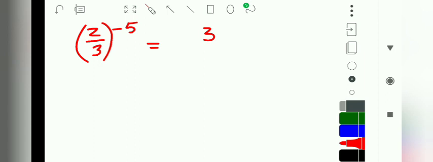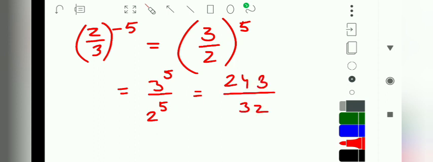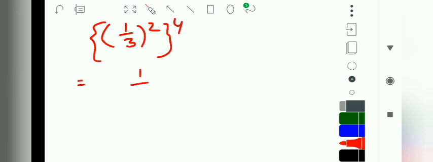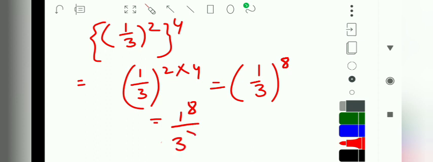Next, 2 by 3 whole to the power minus 5. Multiplicative inverse of 2 by 3 and additive inverse of minus 5. 3 by 2 whole to the power 5. 3 to the power 5 by 2 to the power 5. If you have some extra time, please memorize the value like 3 to the power 5, 2 to the power 5. Multiply the powers. 2 4s are 8. If you check R.S. Agarwal maths book, then there were some options. Choose option B, 1 by 3 whole to the power 8.